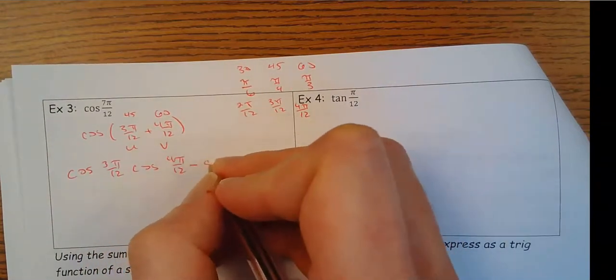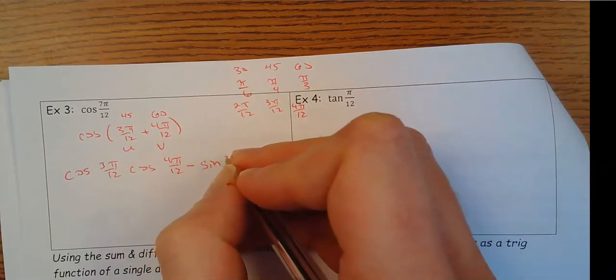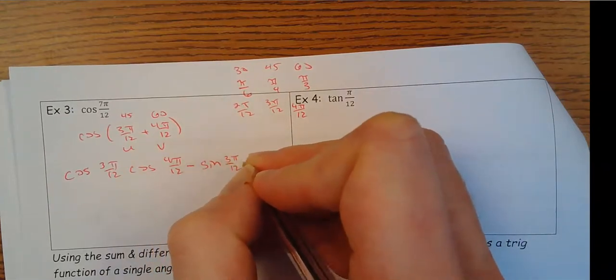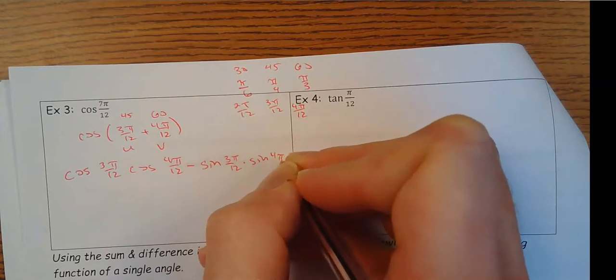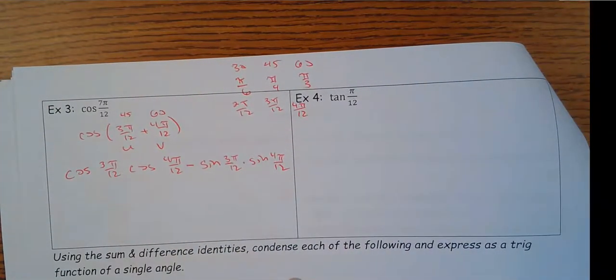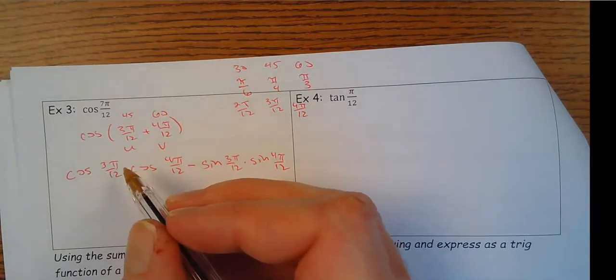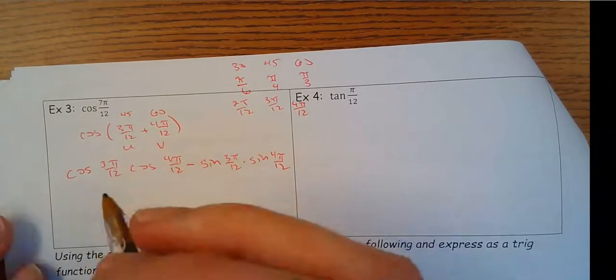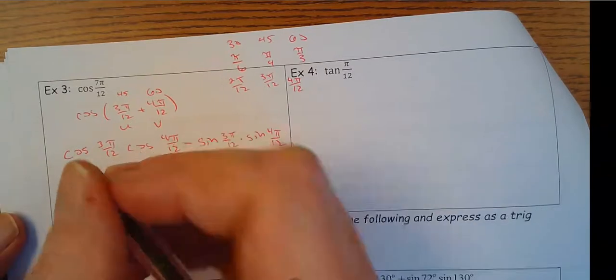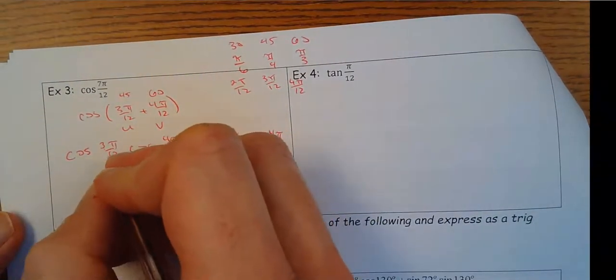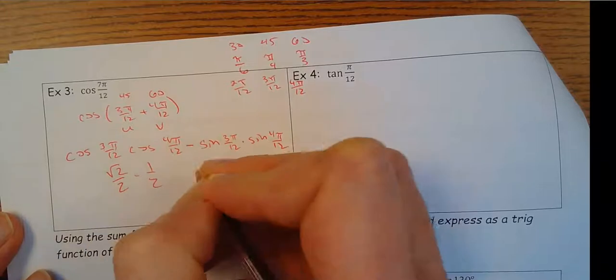Cosine 4 pi over 12. If that's plus, it's going to be minus. And then sine 3 pi over 12 times sine 4 pi over 12. Okay? And now when you plug these in, again, think 45, think 60, and those. So this would be, if you got your reference triangles, you can flip it over and use the front if you want, but this would be radical 2 over 2 times a half.